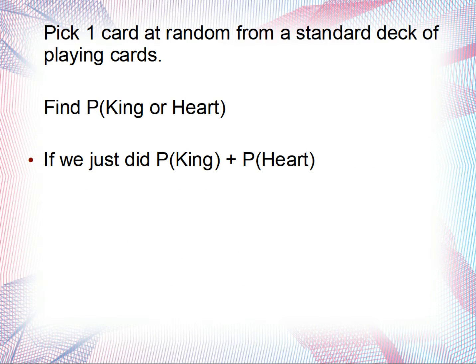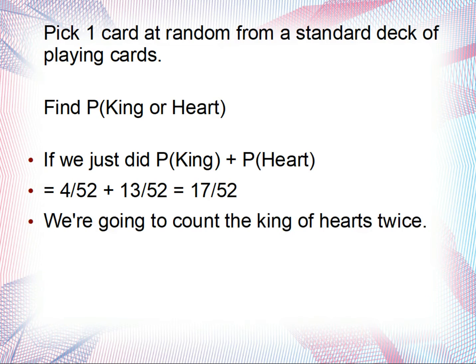If I would have just done the probability of getting a king plus the probability of getting a heart, I would have gotten 17 out of 52. But when I do that, I actually end up counting the king of hearts twice. I counted it as a king and I counted it as a heart. But there are not 2 king of hearts in the deck. There's only 1. So that's why we can't just straight up add them together.